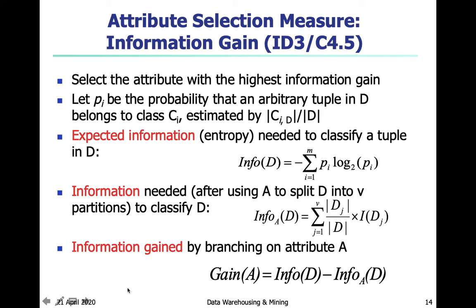So next we are coming to attribute selection measures, by which you can find the best attribute. An attribute selection measure is a heuristic for selecting the splitting criteria that best separates a given data partition. Here we are representing the data partition as capital D. It is a heuristic for selecting the splitting criteria that best separates a given data partition D of class-labeled training tuples into individual classes.